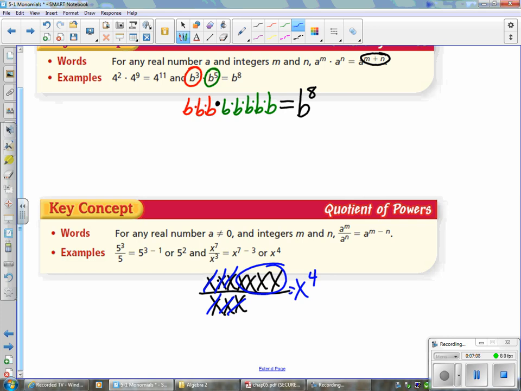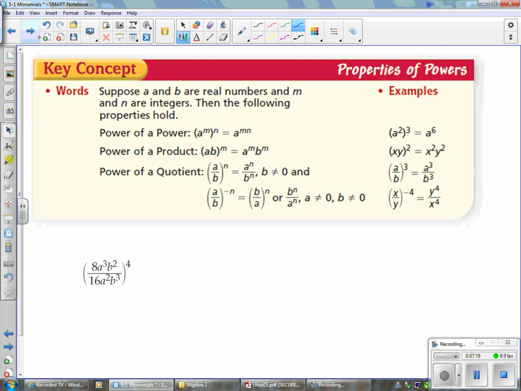A faster way to do it may be to subtract them. X to the 7 minus 3 is x to the 4. You get the same answer either way. So properties. What else happens?